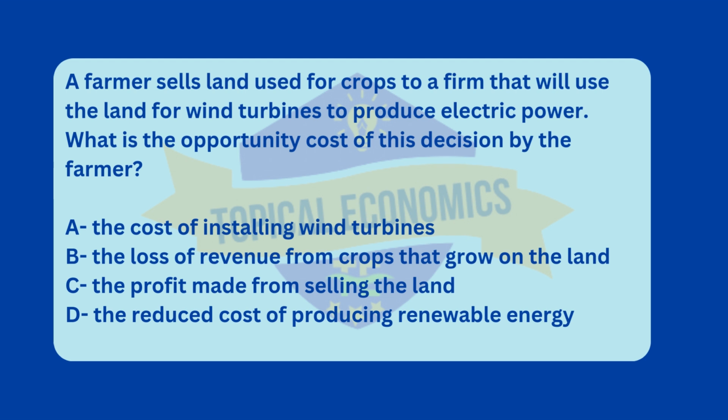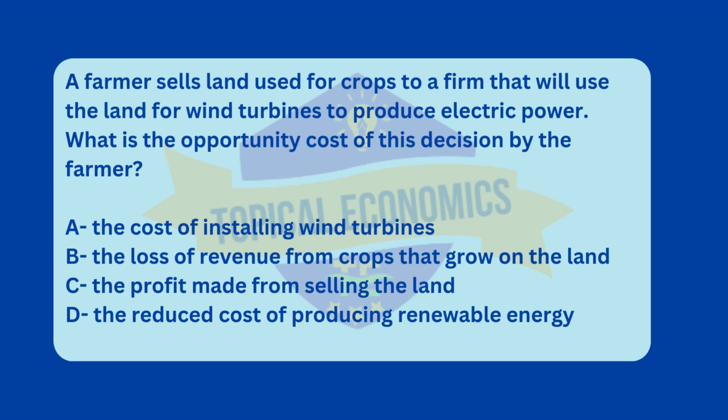The opportunity cost to the farmer is the loss of revenue from the crops that could have been grown on the land. If the land is used for wind turbines, the farmer gives up the ability to use the land for crop production, which would have generated income. This foregone income from the land's alternative use, growing crops, is the opportunity cost of the decision.